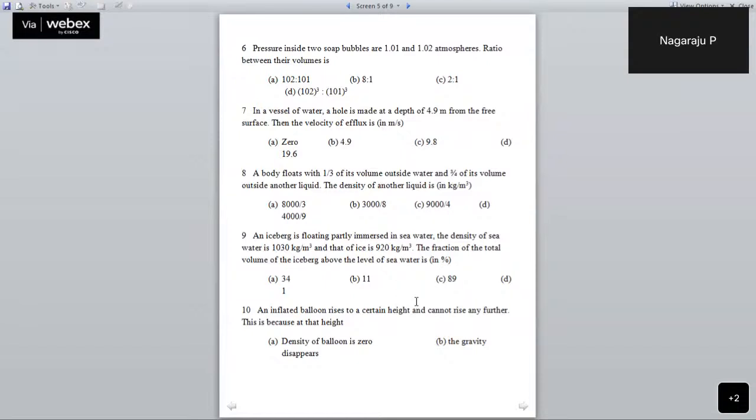Question number 10 says that an inflated balloon rises to a certain height and cannot rise any further. This is because as we go higher, the density of air decreases, and at a certain height, the weight of the air displaced is equal to the weight of the balloon, and therefore it will stop.